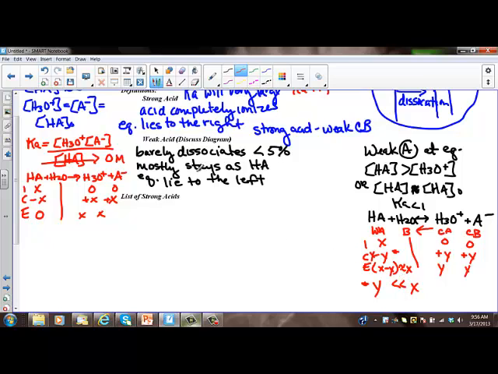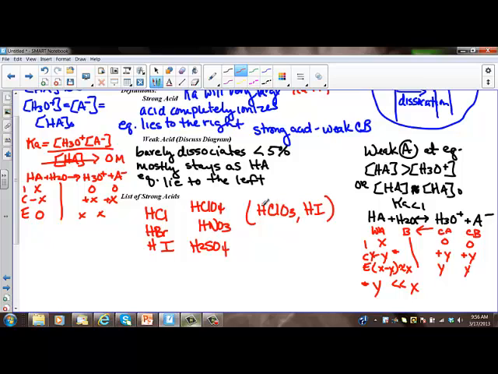Okay, some strong acids. You need to know these. HCl, HBr, we went over these at the beginning of the year. HI, HClO4, HNO3, and H2SO4. And there are two others. HClO3 is considered pretty strong, and HI. I don't see them on the Regents or the AP exam too much. This one I do see from time to time. I don't usually see that one.